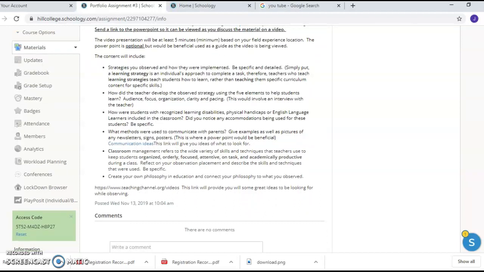So what are you discussing? Strategies you observed and how they were implemented. So when you're thinking of strategies, this is how did the teacher teach, okay? How did they approach getting students to learn? So did they lecture? Did they do small groups? Did they do whole groups? Did they do centers? Did they do math time? How did they set up the learning within their classrooms?